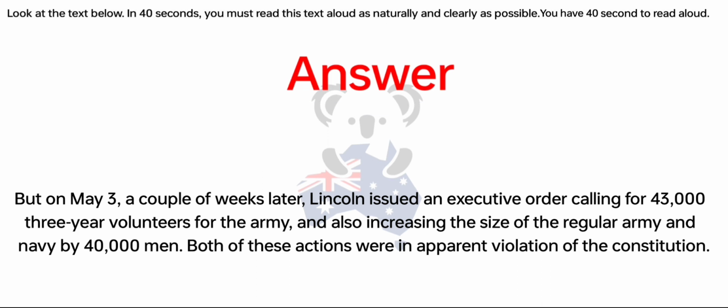But on May 3, a couple of weeks later, Lincoln issued an executive order calling for 43,000 three-year volunteers for the Army, and also increasing the size of the regular Army and Navy by 40,000 men. Both of these actions were in apparent violation of the Constitution.